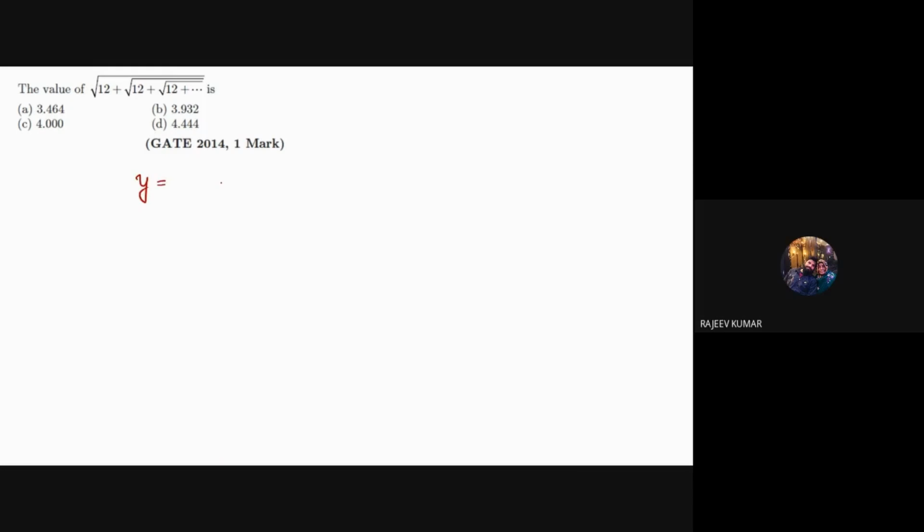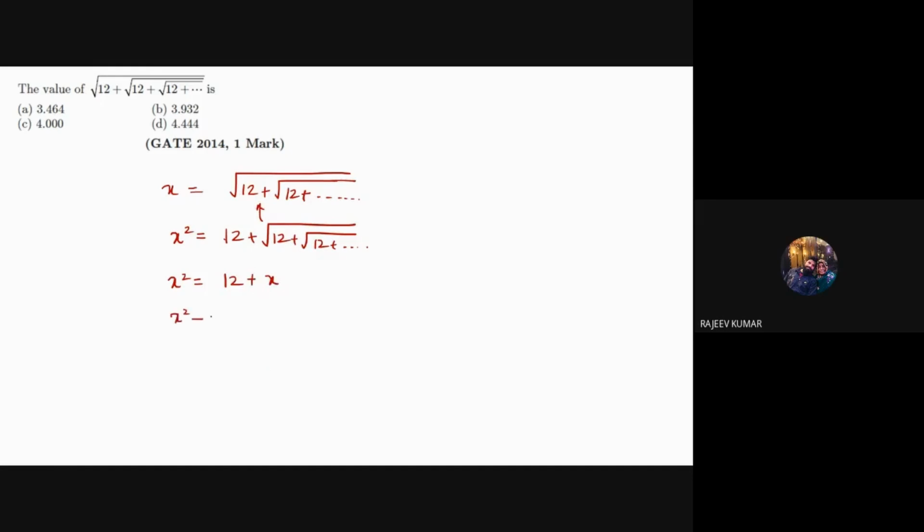How do we solve this? We assume it to be x. You can take x equals under root 12 plus under root 12 plus so on. The series goes on. Then you take the square, so it becomes x square equals 12 plus under root 12 plus under root 12 plus so on. Now this 12 is there. The rest of the part is similar to the earlier one, so you'll substitute it by x, so it will become 12 plus x.